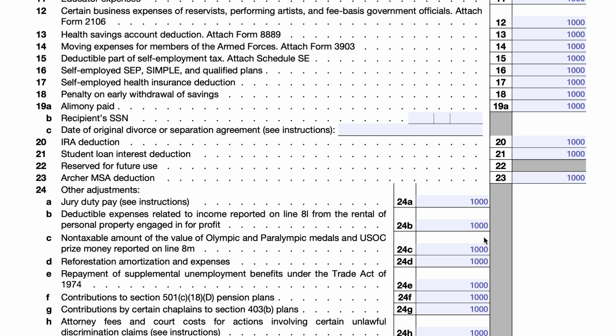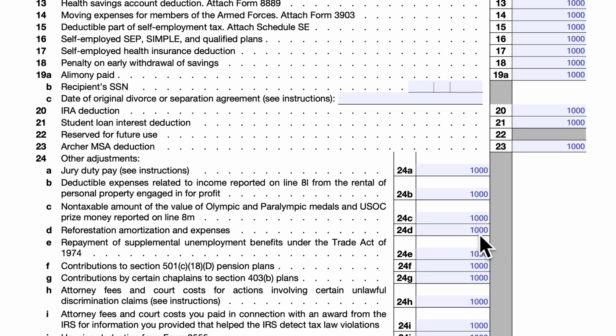Those Olympians get to report the non-taxable amount, again, up to $1 million, unless you're filing a separate return, then up to $500,000. There's a lot of other things, reforestation, amortization, and expenses. You would use IRS Form 4562. That's the depreciation and amortization tax form.